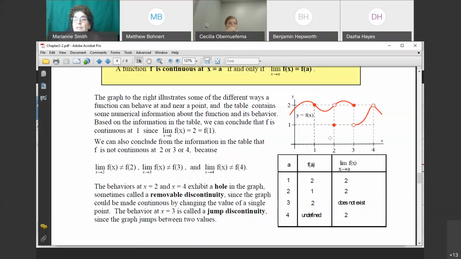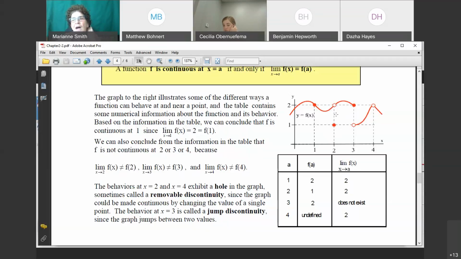Okay, now if you look at 2 over here, we've got a hole. As I approach it from the left and I approach it from the right, the limit as I approach x equals 2 is 2. That's fine. The limit is great. But what's the function value there? It's 1. Okay, and it's not the same as the limit. So that shows you you've got a discontinuity, namely a hole. This is called a removable discontinuity, because you can make the function continuous just by changing the value of a single point.